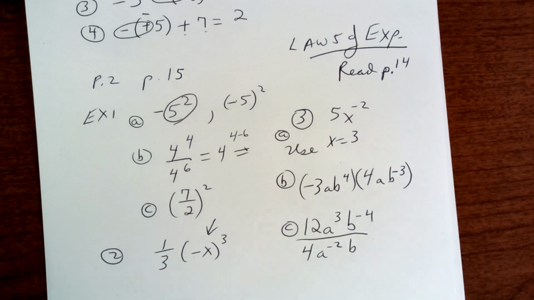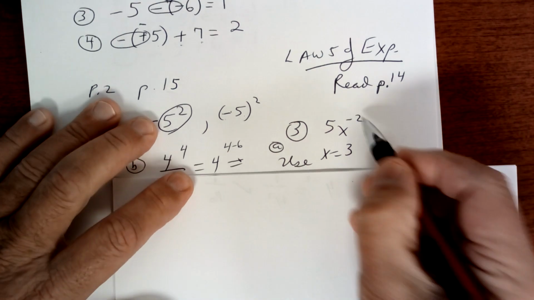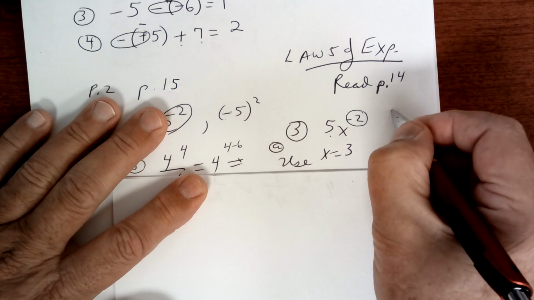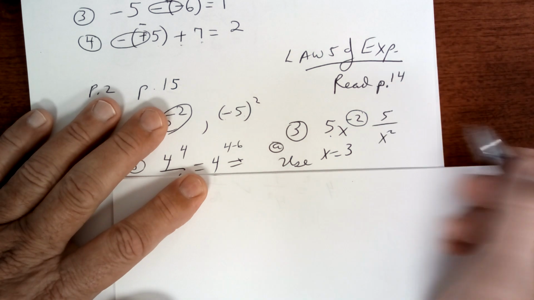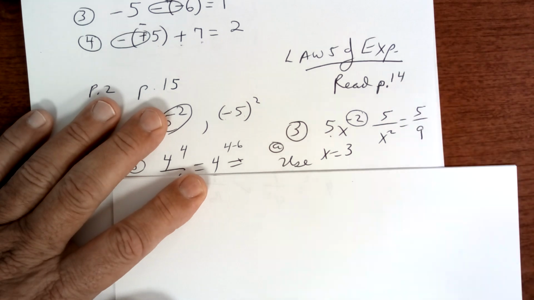This one right here has a negative exponent, number 3. They want you to evaluate it. So since this is a negative, I would drop that down. Don't drop the 5 down, just drop the x squared down. And then 3 times 3 is 9, so it's going to be 5 over 9. And that's how I would do it.